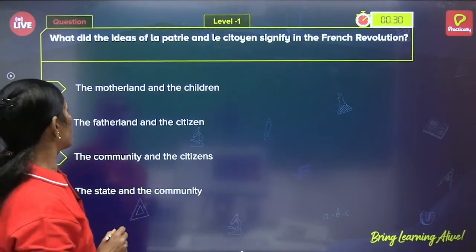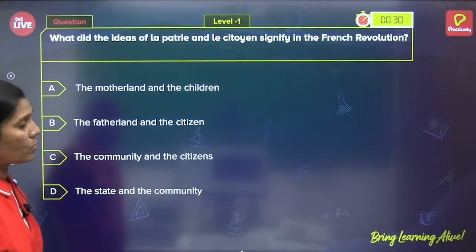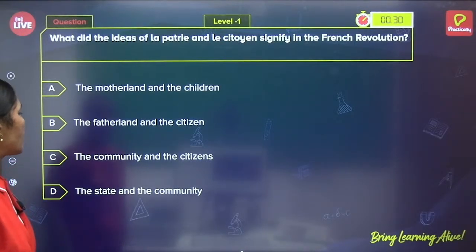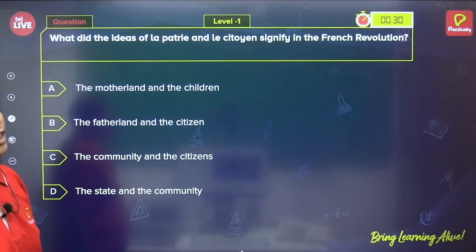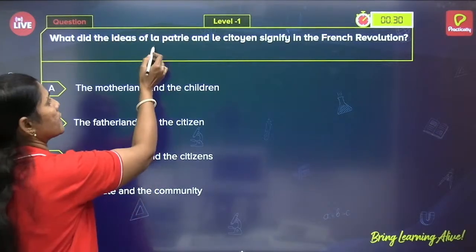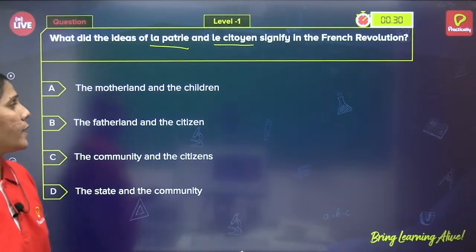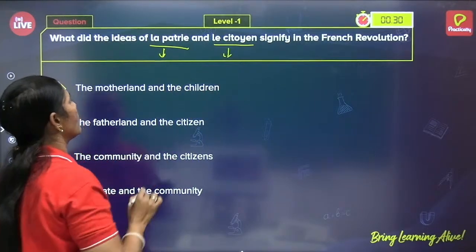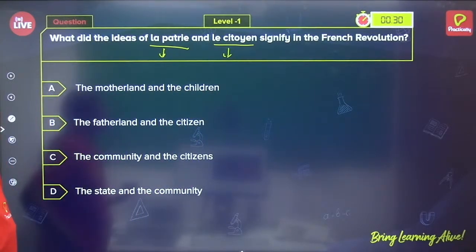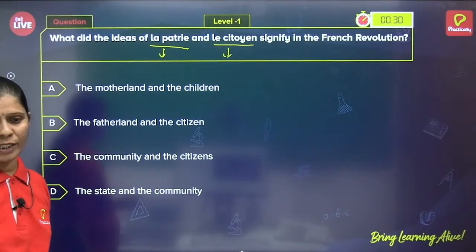The options are: the motherland and the children, the fatherland and the citizen, the community and the citizens, the state and the community. Which one resembles these two words, La Patria, Le Citoyen? One word represents the one, and the next follows. Can anyone answer?